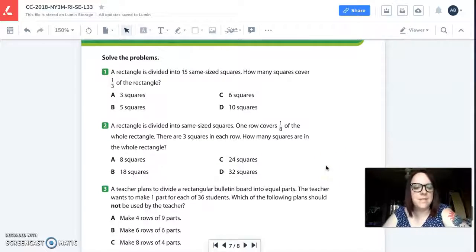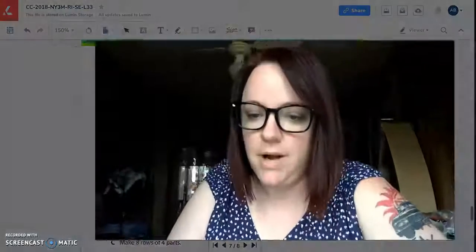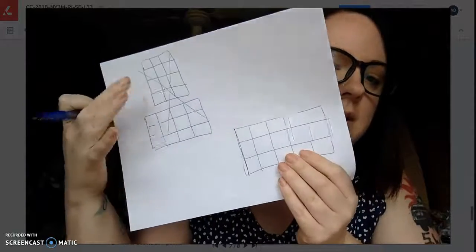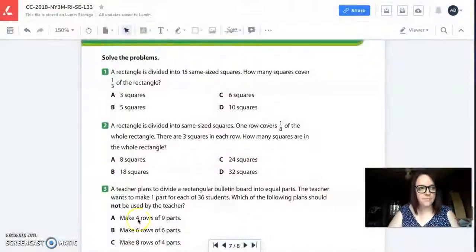Okay, so as I was saying, I did my rectangle, and I'm going to show you on my big screen. So this one down here, I crossed out so you knew we weren't using that one, because it said 15. So, how many squares cover 1/3 of the rectangle?